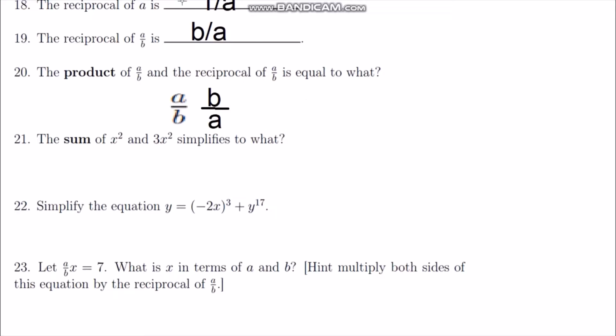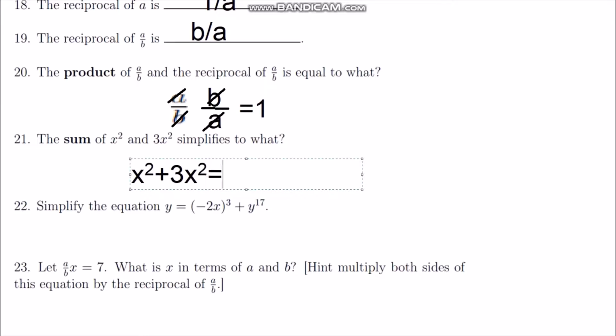So we're multiplying these terms together. We see that these terms cancel out, and we're just left with 1. So the answer is 1. Recall, product means multiply. Sum means add. We have x squared plus 3x squared is equal to 4x squared.